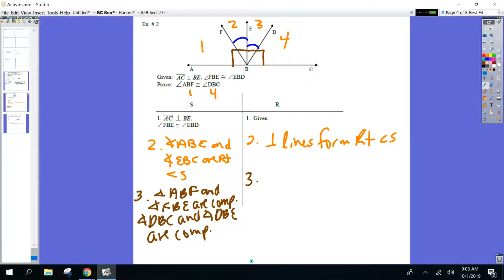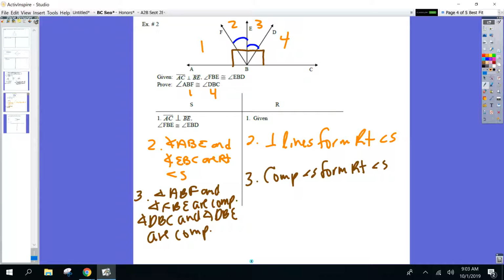Yes, Cece? If two angles are complementary, they add to 90. Fine. If two angles are complementary, they form a right angle. Fine. All right, there's a lot here.